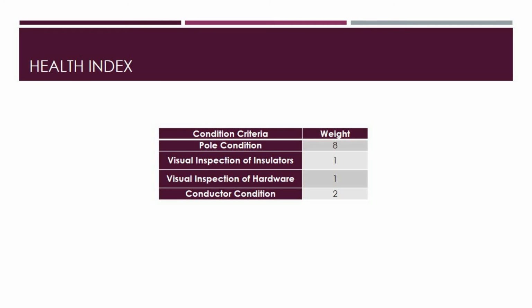So for the overall health index weights, you will assign the average pole condition a weight of 8. For the visual inspection of the insulators and the inspection of the hardware, you will average out all of them once as per inspection, and you will assign a very minor weight to it, which is 1 each. And then for the conductor condition, you will assign a value of 2 to the overall weight.